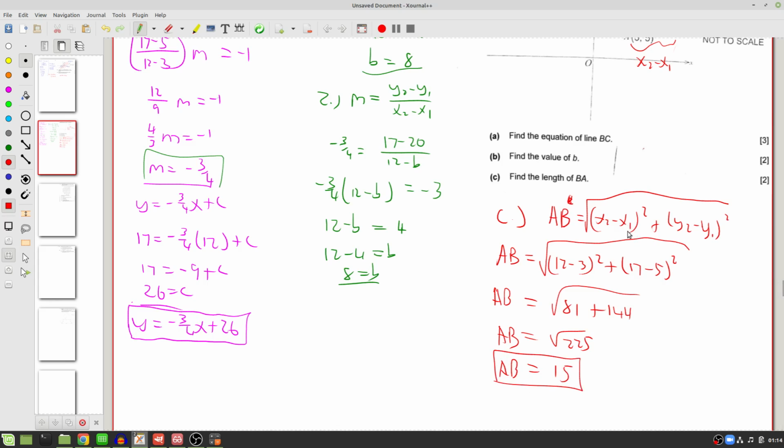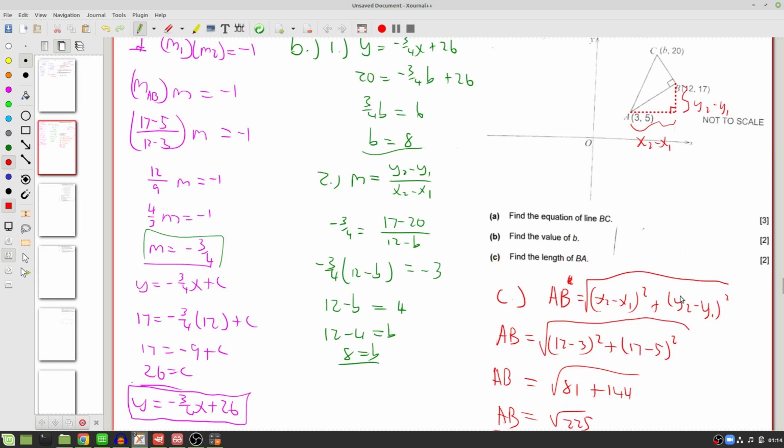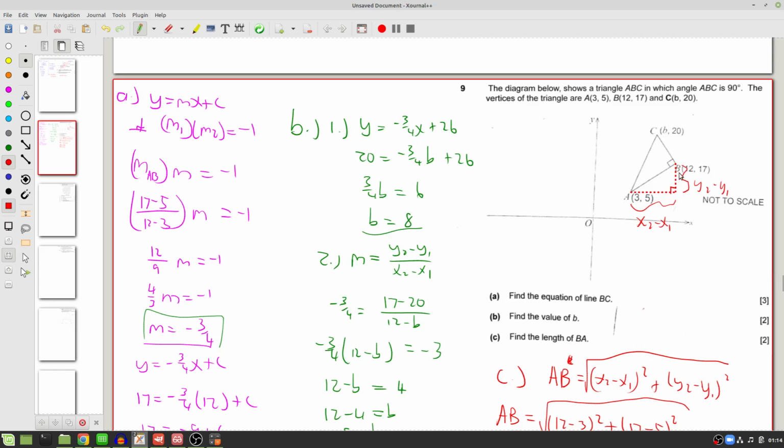Alright, I hope that was useful. Maybe it was nice to see where this formula comes from instead of just learning it and memorizing it. You can see it's actually just Pythagoras. So it's nothing new, it's not a new formula that you have to learn. If you know Pythagoras, you know this formula.